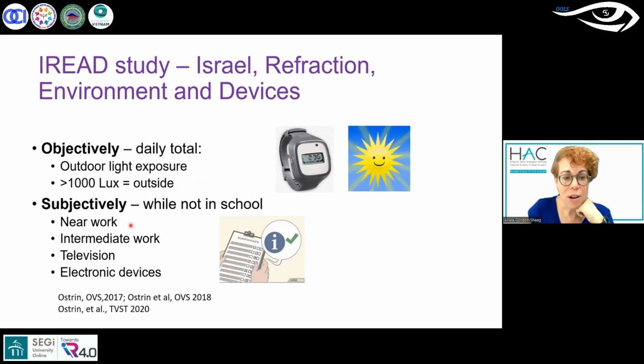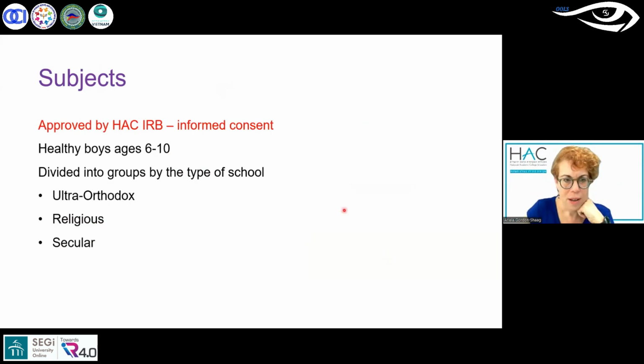Subjectively, when the kids aren't in school, we gave their parents a questionnaire that had been used before that looks at near work, intermediate work, television, and electronic device use. So the subjects were healthy boys, ages 6 to 10, and we divided them into groups based on where they went to school: ultra-Orthodox, religious, and secular.